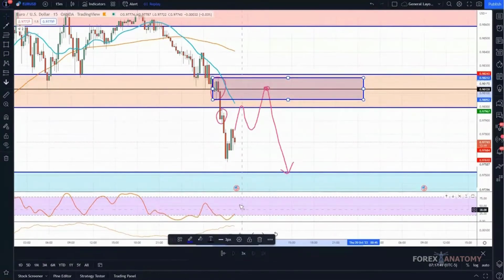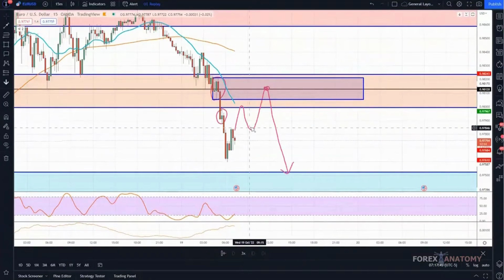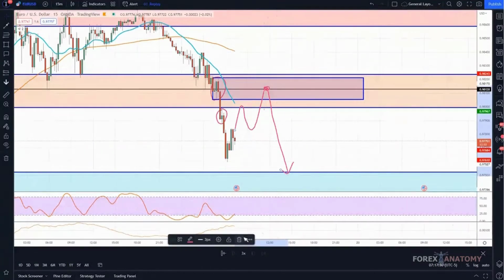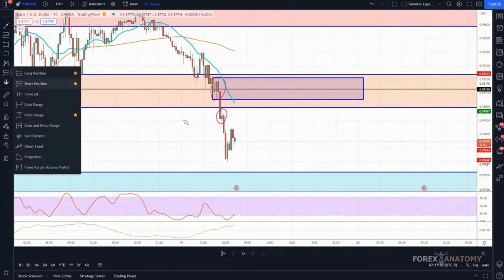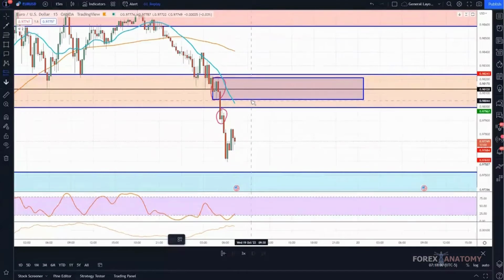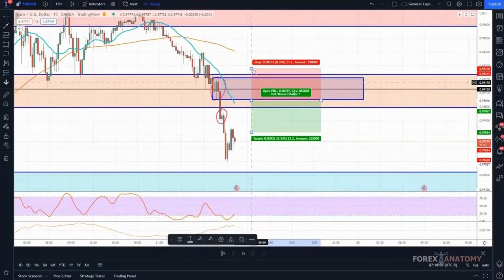So, we can just make that a different color. But yeah, this is what I'm looking for. This is what I'm expecting right here on this particular pair. So then, we'll see what happens. We'll definitely see what happens. But I'm expecting price to, of course, correct up into the zone.